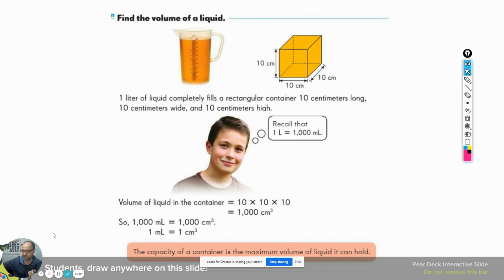So, and then he wants you to recall because he knows you did IXL. Again, I'm looking at myself down here today. Hi, hey, how you doing? But he's going to know that you did IXL. And he's going to know that you know that 1 liter is 1,000 milliliters.